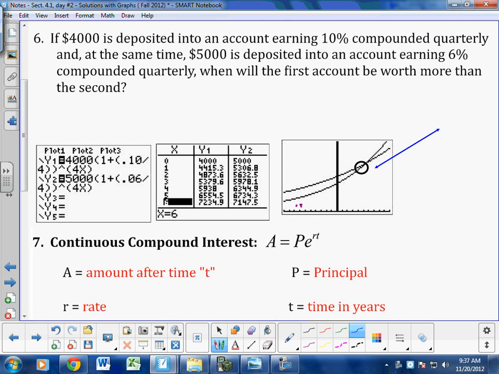Okay. 6 is a great problem. I would ask you this on a quiz. Be able to do this problem. Let's say that you had $4,000 and you deposited it into an account at the bank, and you're going to get 10% compounded quarterly. Somebody else put in $5,000, but they're only going to get 6% compounded quarterly. When will the first account be worth more than the second account? In other words, when is the first person's dollar amount going to catch the second person?